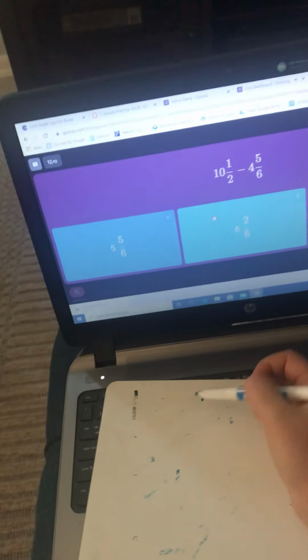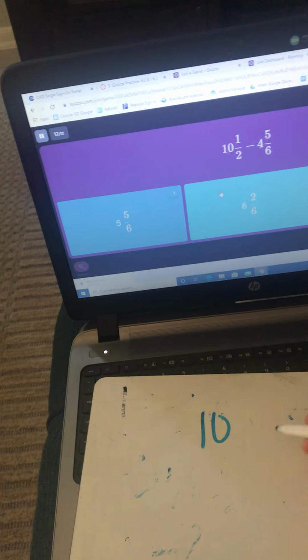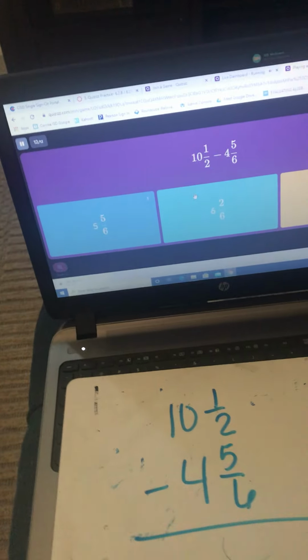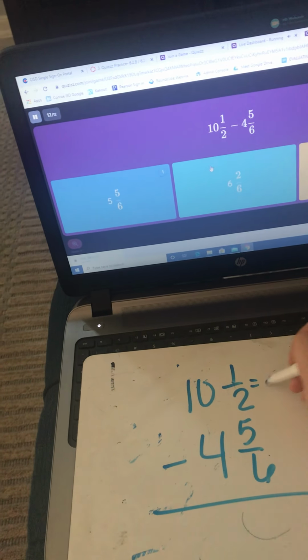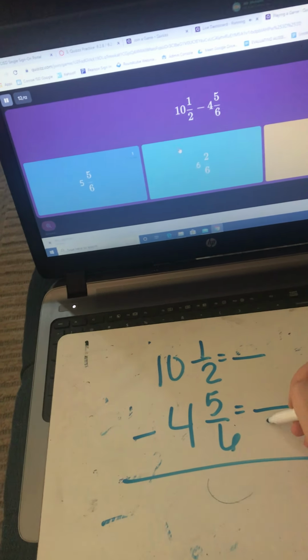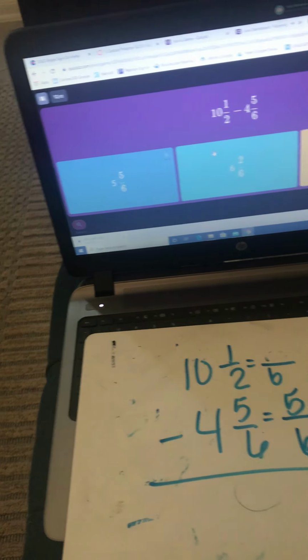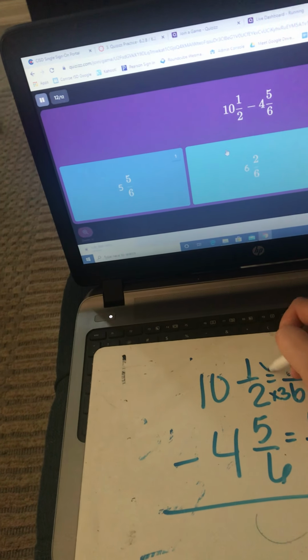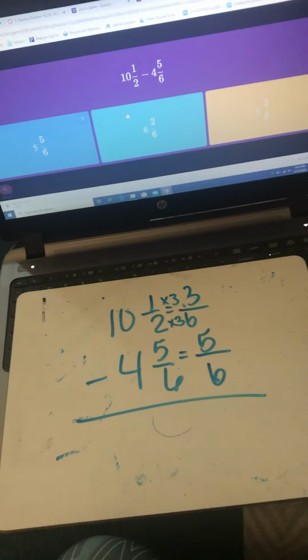Final question. Subtracting mixed numbers. I have 10 1/2 minus 4 5/6. Remember, equivalent fractions, and I have to have a common denominator. I'm going to use 6. I'm going to keep 5/6 the same, but I need to change 1/2. 1/2 is equivalent to 3/6.